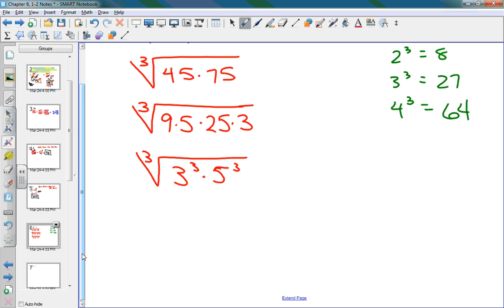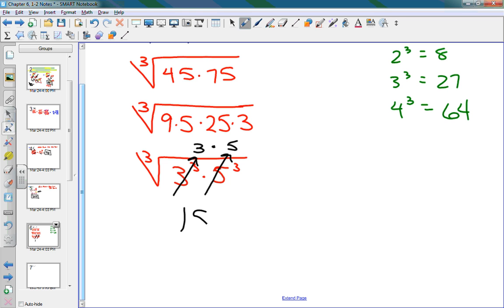Now, I could divorce them, but instead of divorcing them, maybe what I need to do is simply do the calculation. What is the cube root of 3 cubed? That comes out as a 3. What is the cube root of 5 cubed? That comes out as a 5. Now, how are the 3 and the 5 attached on the outside? They were attached on the inside by multiplication. So on the outside, they're also going to be attached by multiplication. So what is 3 times 5?